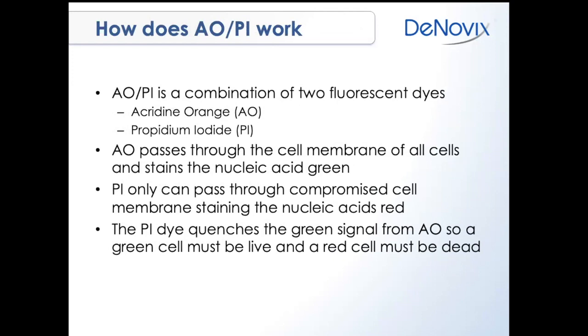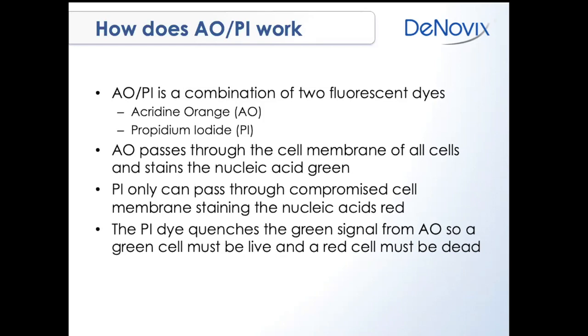So just to go into what AOPI is real quick, because I think everybody knows what trypan is, but not everybody is familiar with these dyes. AOPI is a combination of 2 fluorescent dyes, acridine orange and propidium iodide. Acridine orange is a live cell stain. It passes through the membrane of all cells and stains the nucleic acids in those cells green, or they fluoresce green. PI cannot enter into live cells.